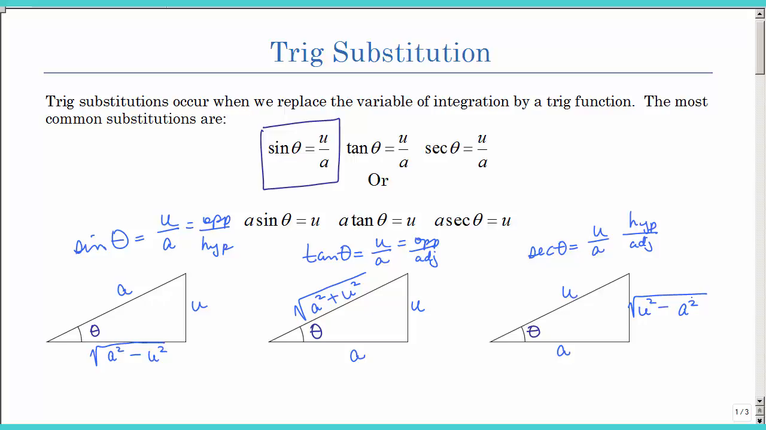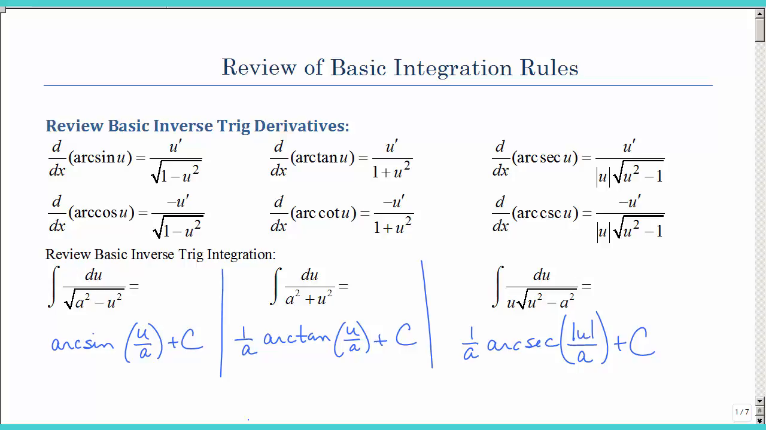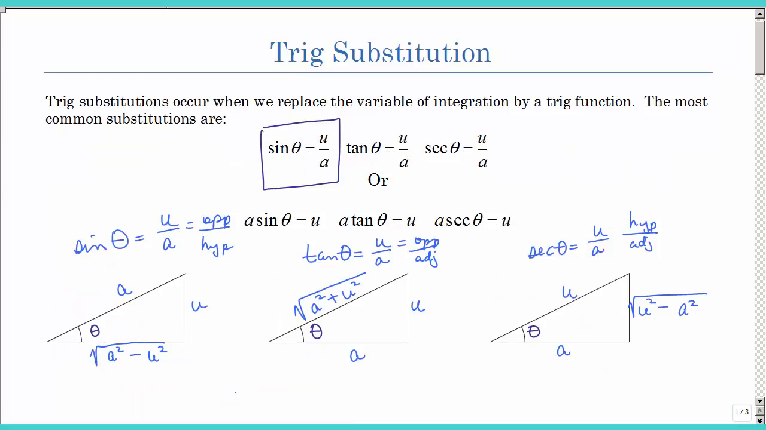Hopefully these look somewhat familiar. You should be thinking, I've seen some of these types of things before. In fact, when we reviewed our basic integration rules, we looked at our inverse trig functions and how we integrated those. And I want you to look here. The square root of a squared minus u squared went with your arc sine. A squared plus u squared went with your arc tan. And the square root of u squared minus a squared went with arc secant. Hopefully you can see the similarities between these and these triangles.